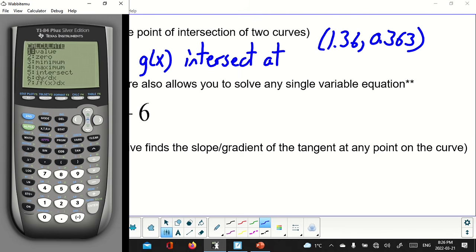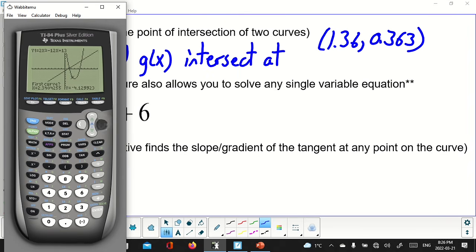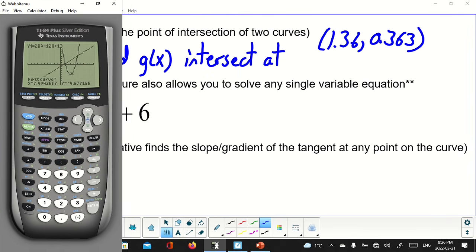Second, trace. I'm going to go down and choose intersect. One of my students has this way of doing this that works very well for her. She will just get close to the point of intersection and then mash enter a few times. So there's the point of intersection, and I'll just hit enter 3 times. First curve, second curve, guess. And there's my point of intersection, 5.14, 4.14.